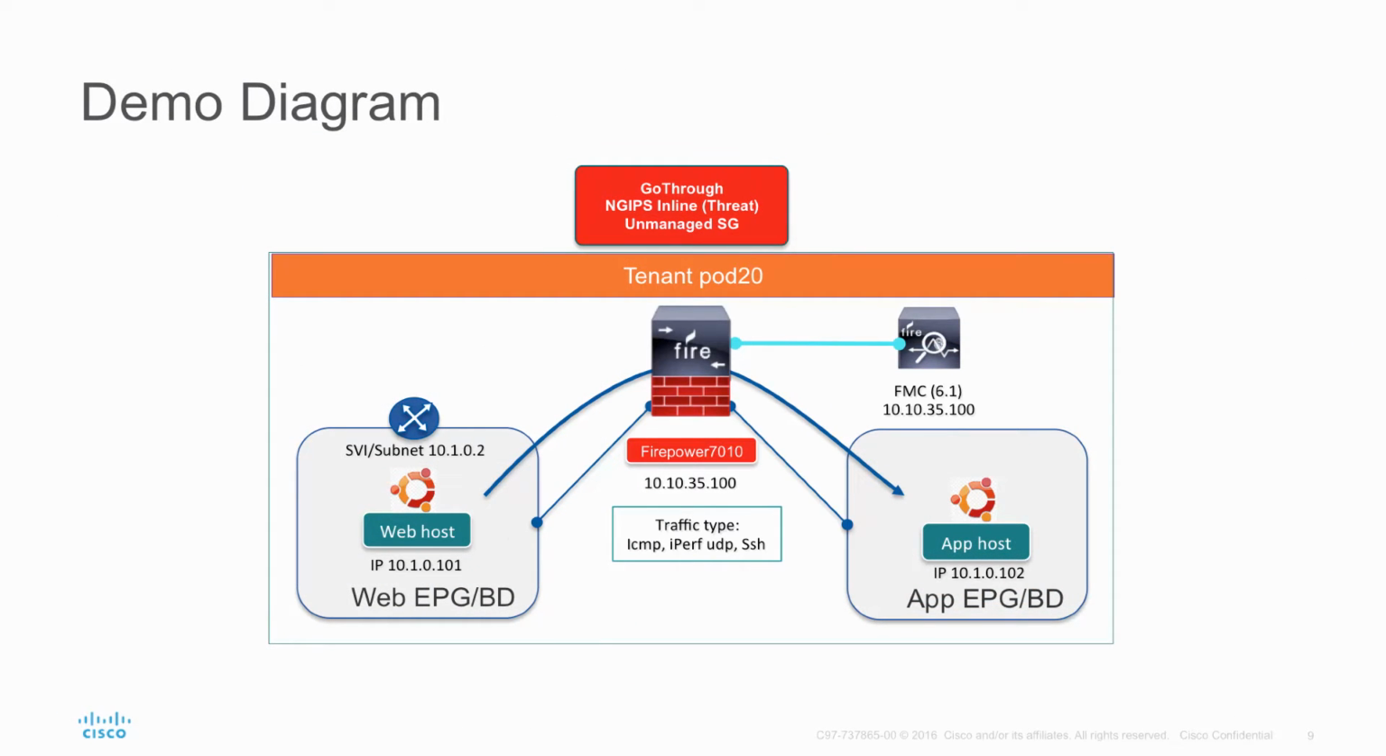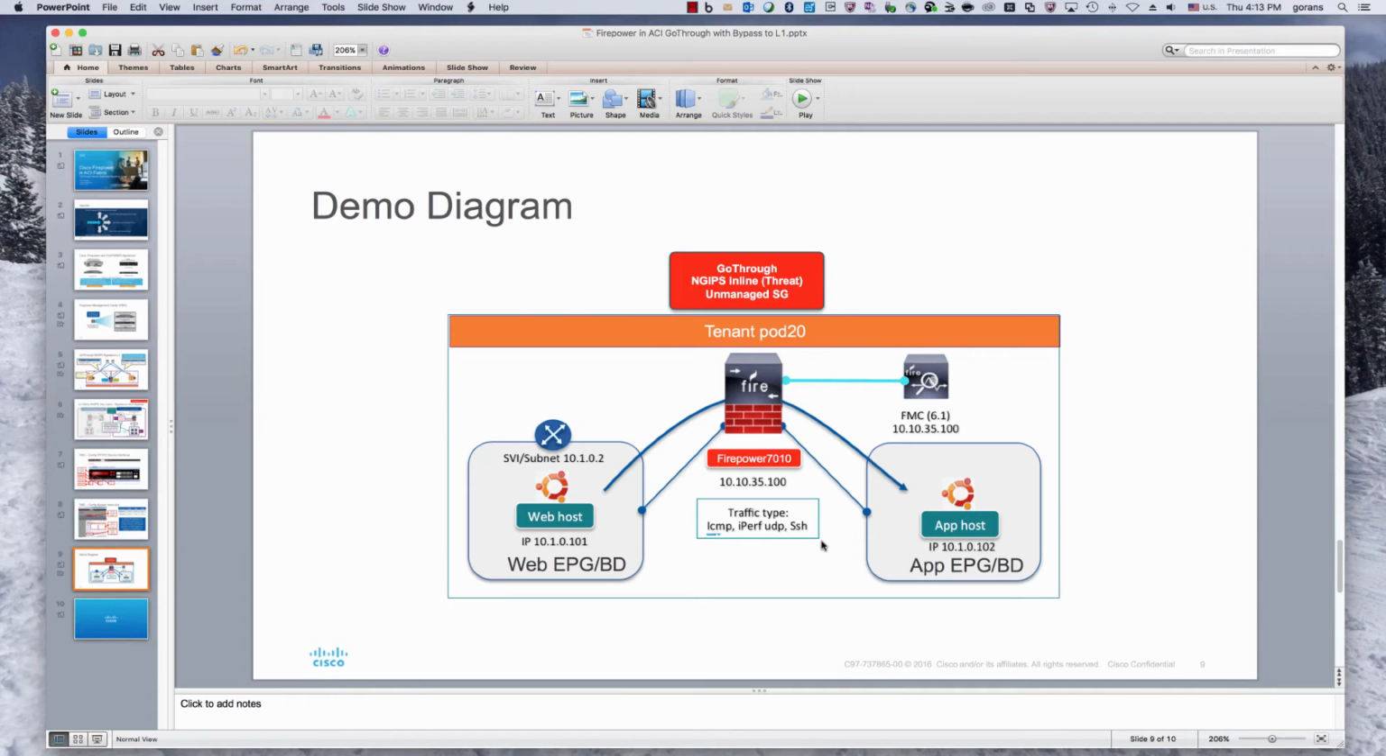So in our demo, what we have is two EPGs, web and app. In the web EPG, we do have an SVI that is defined within that bridge domain web. And we have our NGIPS device inserted through a go-through service graph, unmanaged, between the web and app workload in this case. FMC is managing and pushing all the configuration to that sensor. So let's now switch gears into the demo itself.